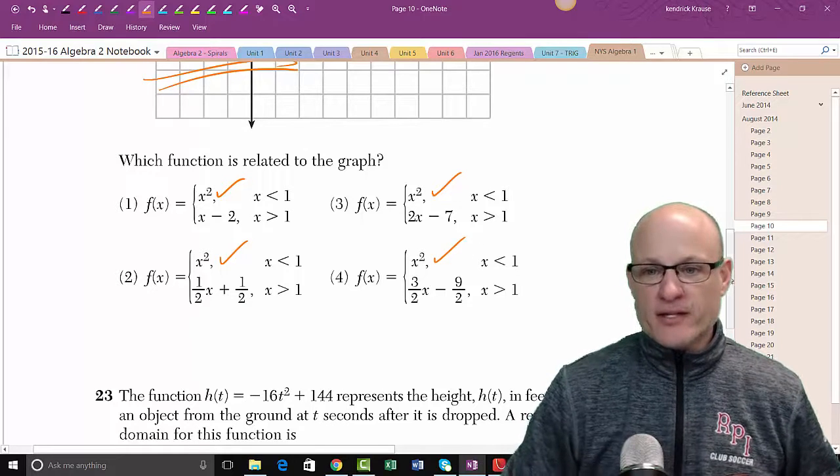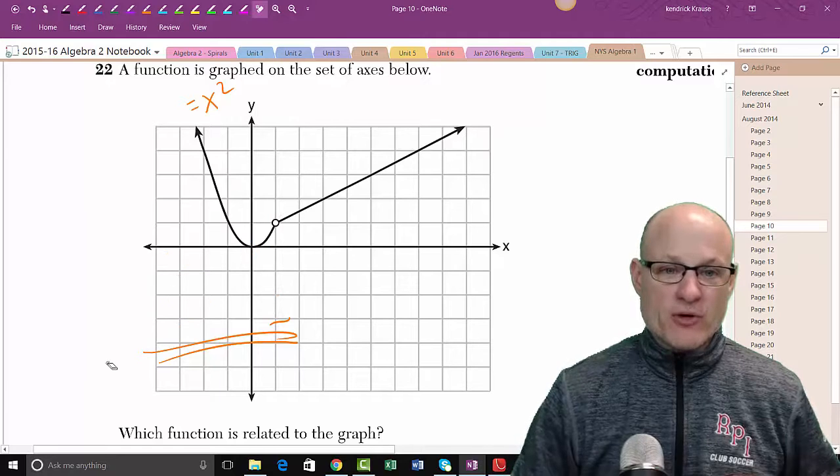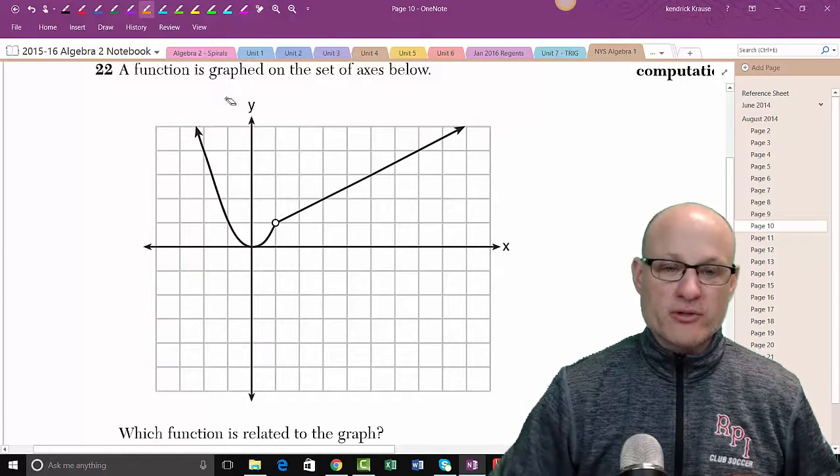Totally useless. So now what I need to do, because they all have that part where the problem was completely and utterly useless.